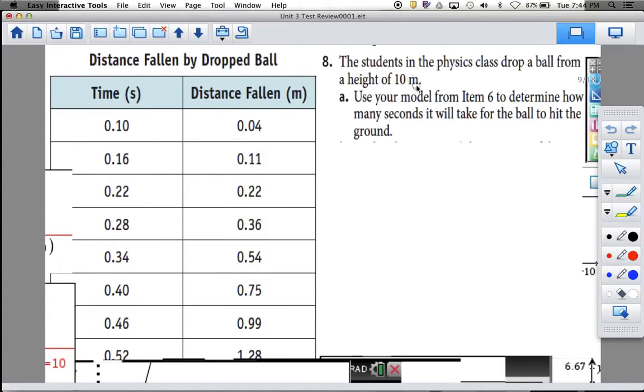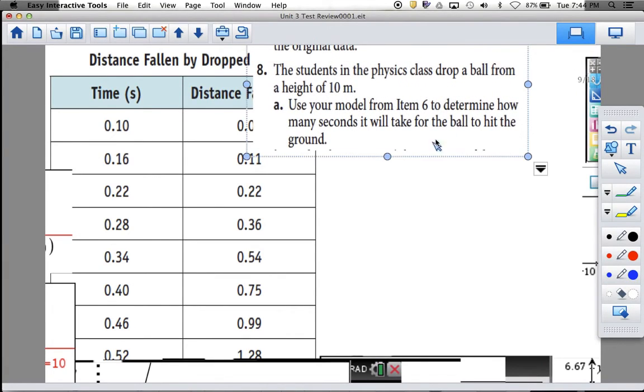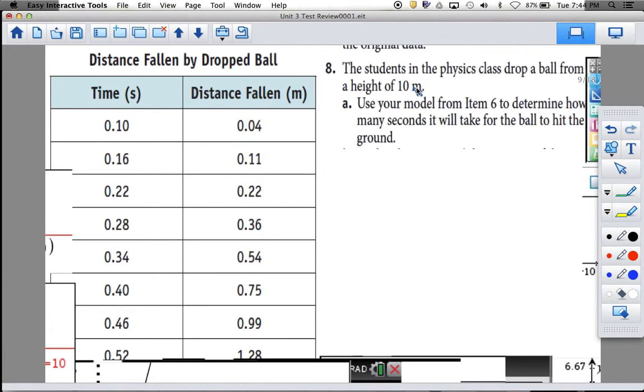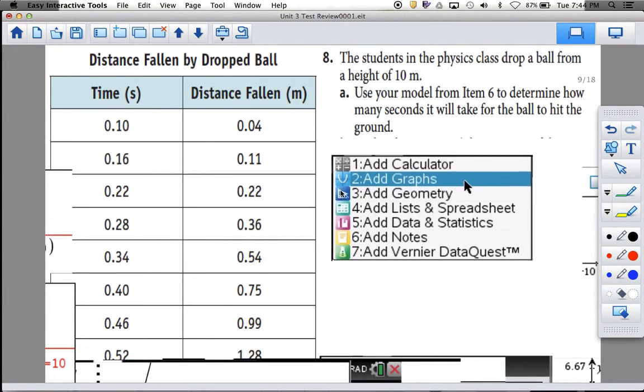The next question, after you have the equation, you have to use the equation to determine how many seconds it takes for the ball to hit the ground if the students drop the ball from 10 meters up. Okay? There are shortcuts to this. You don't have to do all the calculating if you don't want to. I mean, obviously you can.